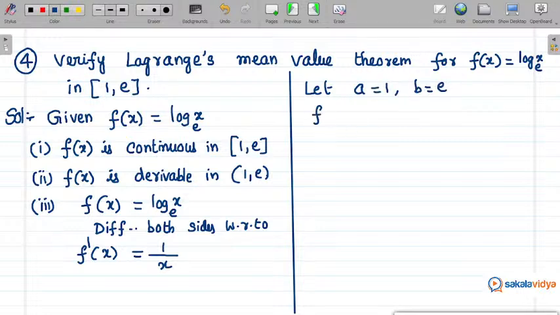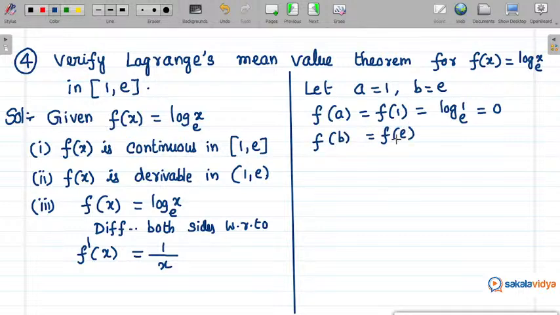Now let us figure out f of a. F of a equals f of 1. That means we are going to find f of 1. F of 1 means logarithm of 1 to the base e. Log 1 to any valid base is always 0. So f of b is equal to f of e, right? Log e to the base e is 1, right?